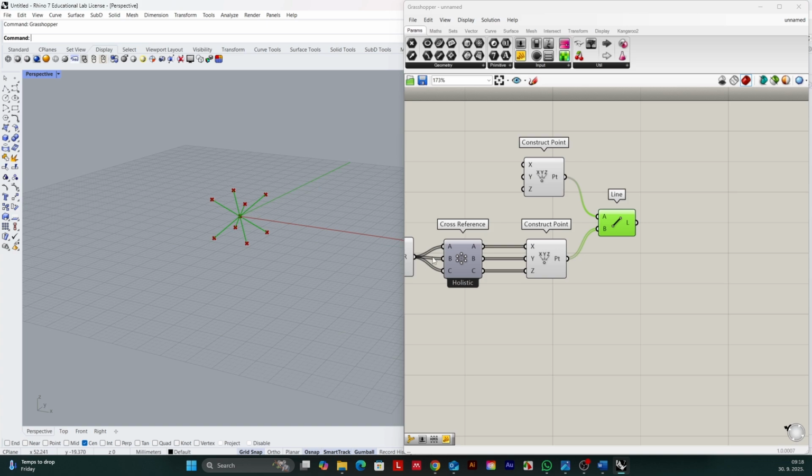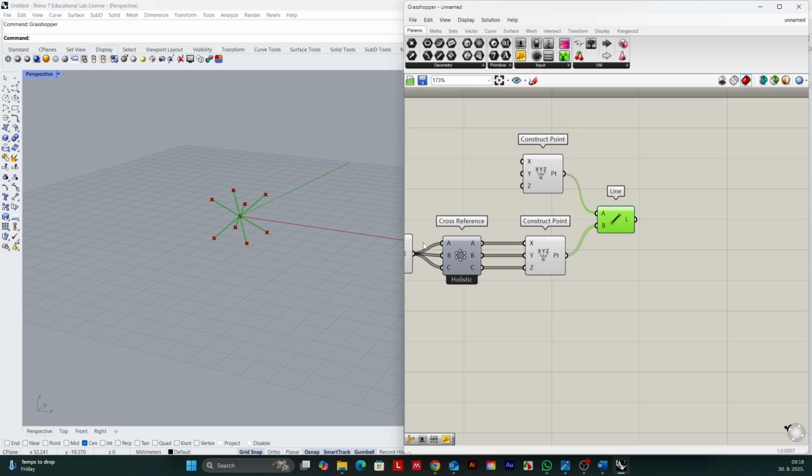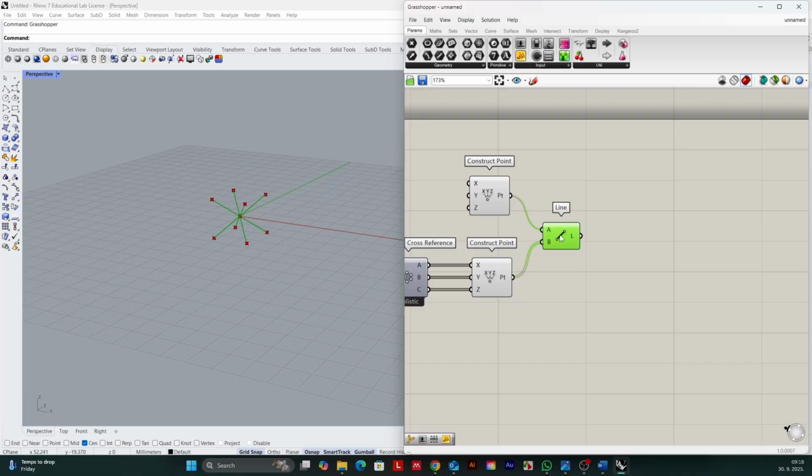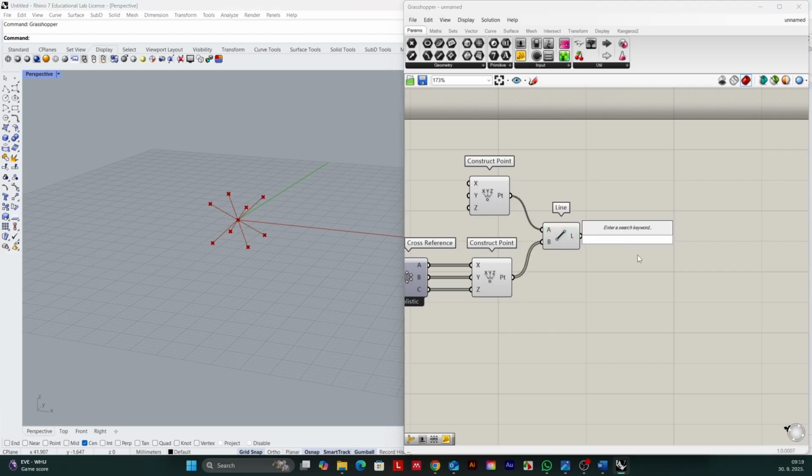Now we can solidify the geometry. These lines are just curves. To make them look like a solid structure, we will create pipes around them. So for adding a body to these construction lines or wireframes, we will use the multi-pipe component and connect it to the curves as its input.